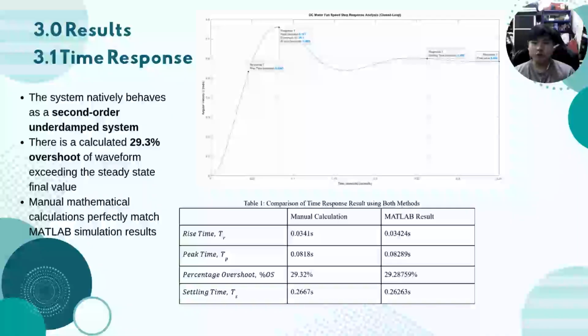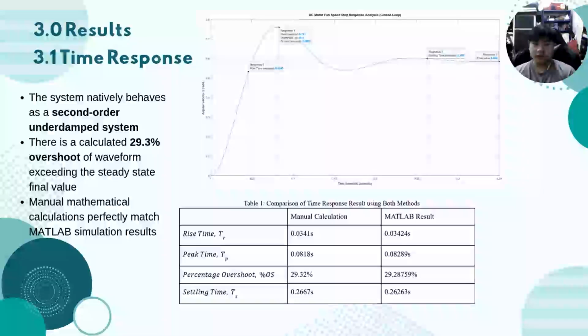To see how this DC motor behaves before we add any external fixes, we ran a time response analysis on the uncompensated system. When we plug in our motor constants, the system is identified as a second order underdamped system. And from the comparison table, our manual calculations perfectly match our experimental MATLAB simulation. But the big problem is that we have an overshoot of 29.3%. If you look at the step response graph on the right, the angular velocity spikes way past its target before settling down. And in real-world application, this sudden speed surge creates massive mechanical wear and tear on the motor.